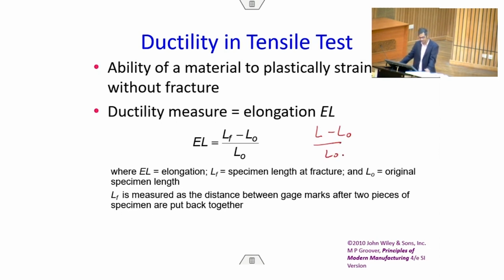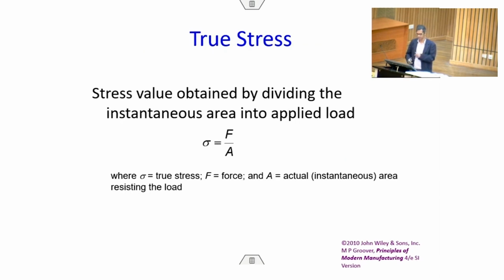LF is the final length, or L is the length at any point of time in the test, and L0 is the original length. LF is a measure of the distance between the gauge marks, as we have seen in the specimen geometry. I showed this in the last class also. Specimen geometry as per ASTM standards has to be marked on the sample. That is what is known as the gauge length. That corresponds to L0, and LF is whatever is increasing because of the application of the force.